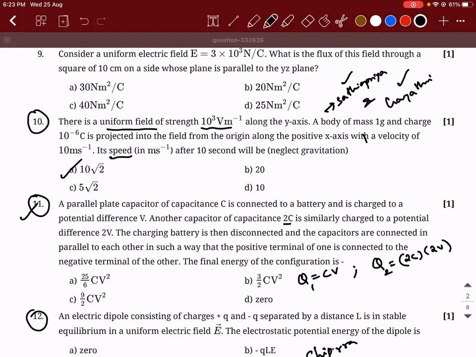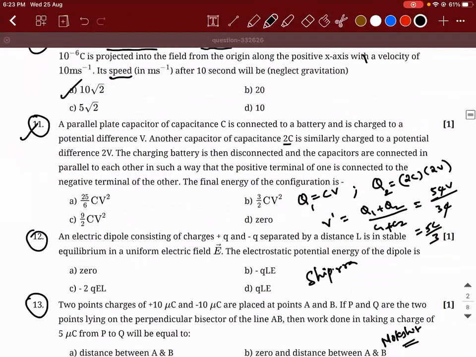Correct. Now when they are connected together, they will attain a common potential. V dash will be equal to Q1 plus Q2 divided by C1 plus C2. This is a formula. Q1 plus Q2 will give you 5CV, divided by C1 plus C2, which gives you 3C. Cancel them, you will get 5V by 3. Now what is going to be the total energy? Total energy will be half C V dash square, so half into 2C into V dash square. Take this V dash and substitute it in both the equations. The answer will come out as 25 by 6 CV square. That calculation I'm leaving to you. Okay, sir.